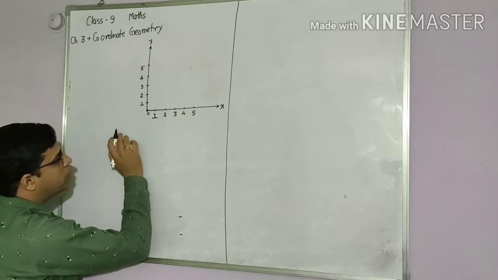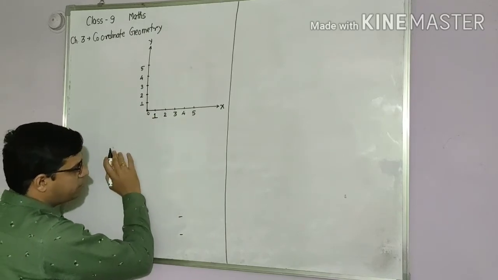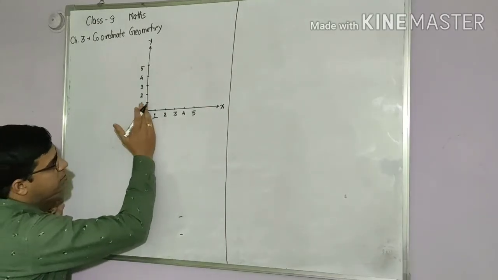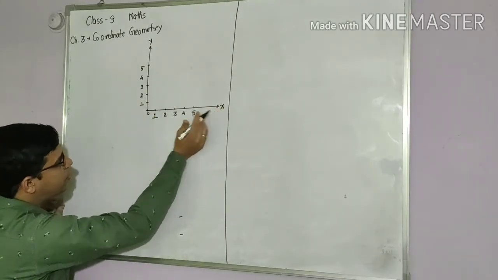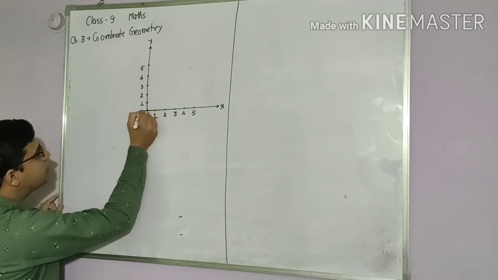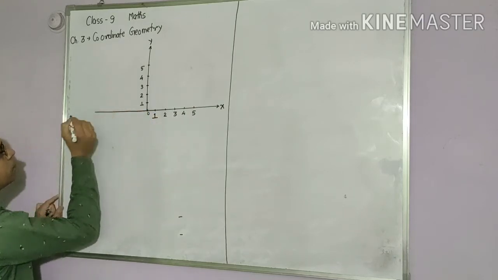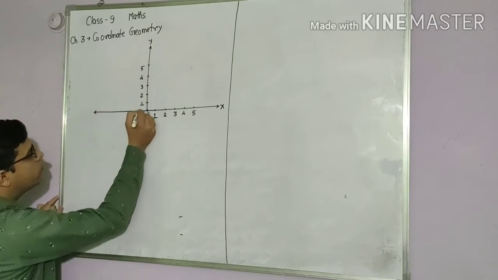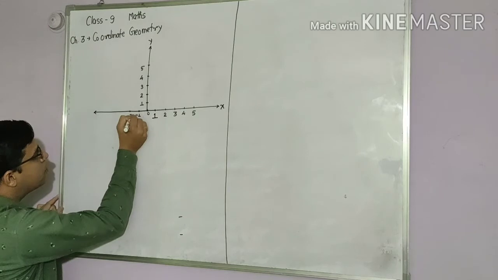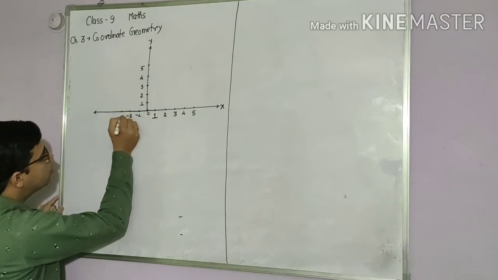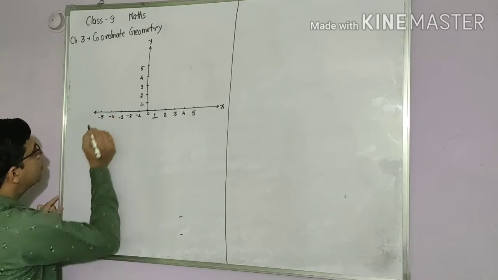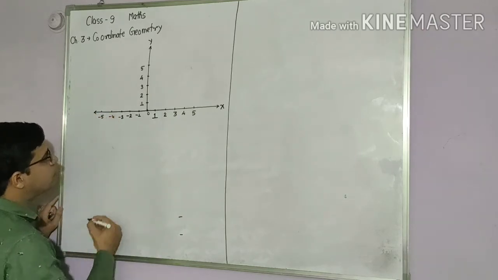And if we use the number line, we have discussed the number line, that this is 0, this side of the number line is positive, and if I extend it to the other side, then we have numbers like -1, -2, -3, -4, -5, and so on.